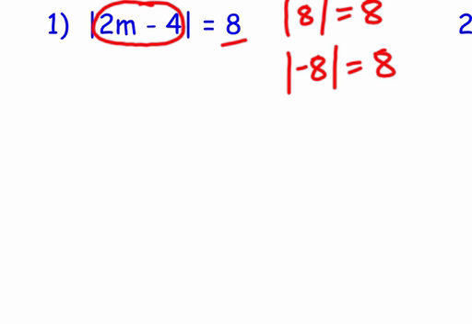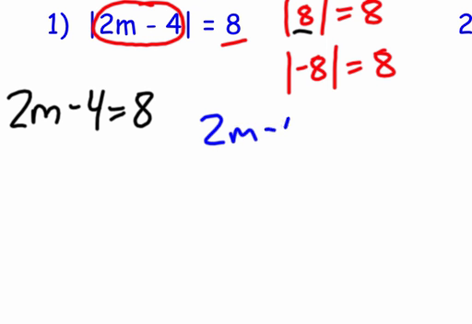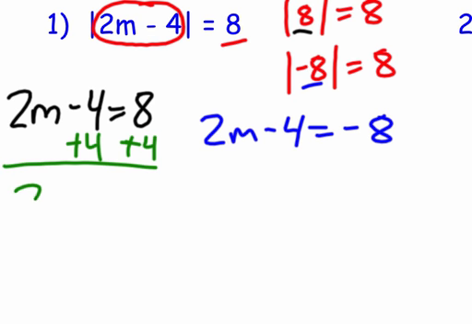So let's set up our two equations. I want what's inside of there, 2m minus 4, to equal 8, like I set up here. And I also want what's inside of there, 2m minus 4, to equal negative 8, just like I showed. Because the absolute value of both of those equals 8, right? So let's go through and solve. Do the inverse of what's being done. Whatever you do to one side, do to the other. Same rules as always. Bring whatever's left down.